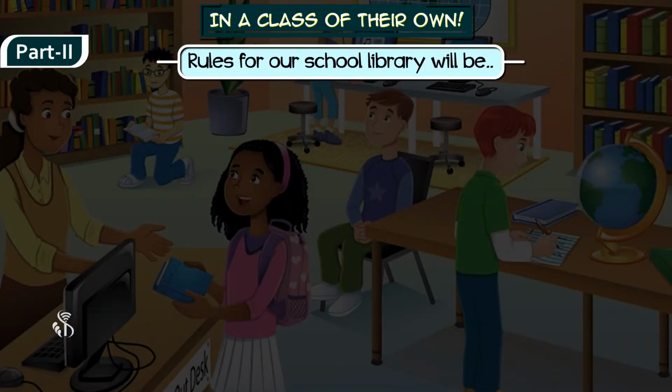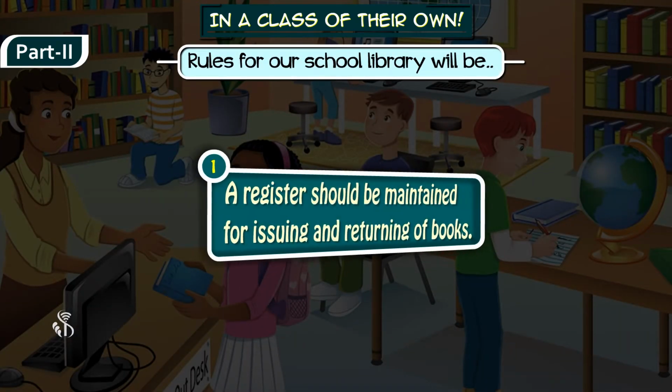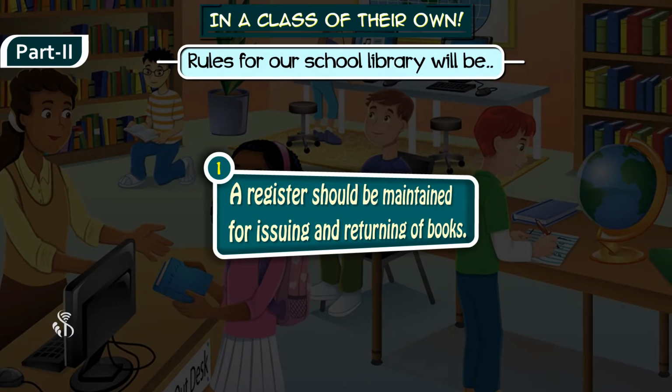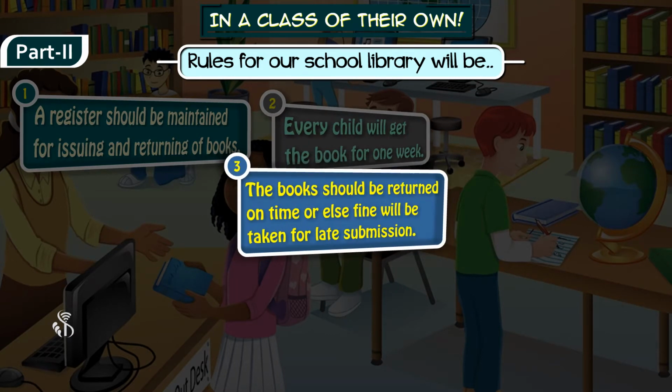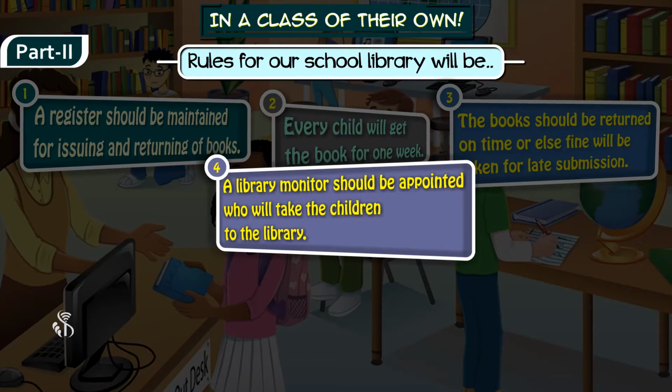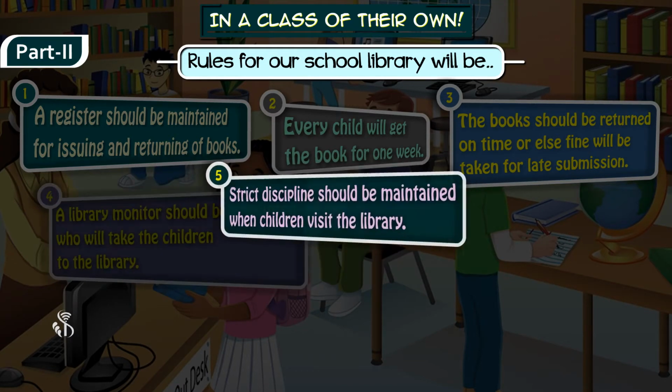Ma'am, rules for our school library will be: a register should be maintained for issuing and returning of books. Every child will get the book for 1 week. The books should be returned on time or else fine will be taken for late submission. A library monitor should be appointed who will take the children to the library.